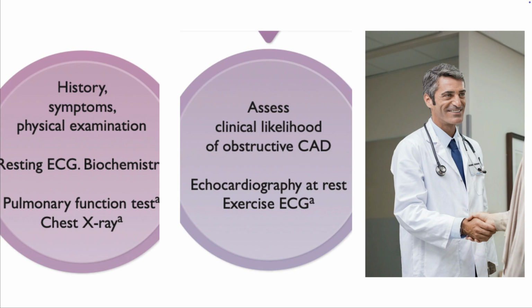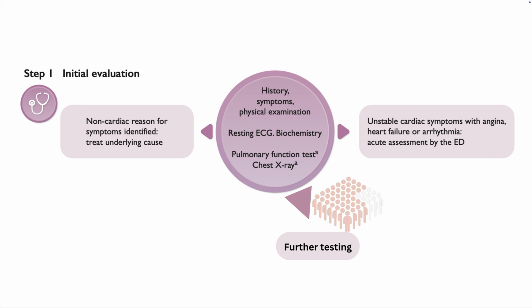So in the first visit, we'll take the history, do the physical examination, take the resting ECG, do the blood tests. We may do pulmonary function test or order an X-ray if we're suspecting lung disease, we can have an echo at rest, maybe an exercise test. But by the end of that visit, we need to reach a conclusion about the clinical likelihood of having obstructive coronary artery disease. And we would end up in one of three situations.